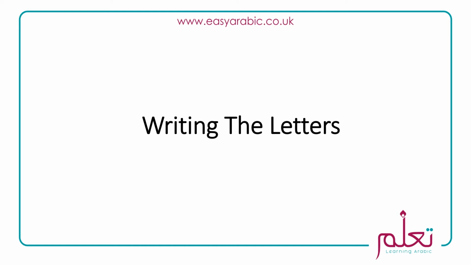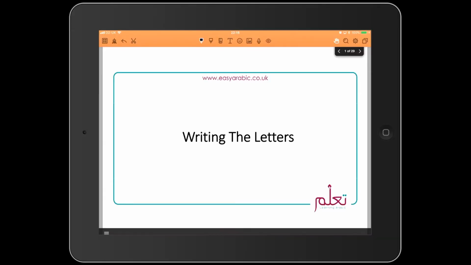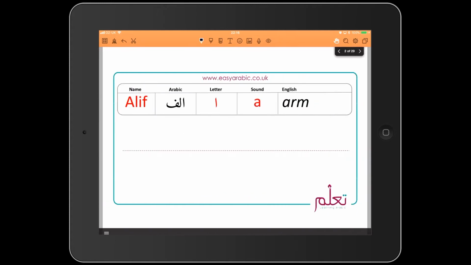So here we go. The first letter that we have is the letter alif, and it's written like this. Alif is like that. And the sound is a. Alif, a, as in arm. So when we write the letter, we actually go through and do it like this.